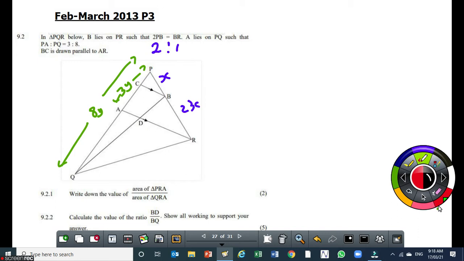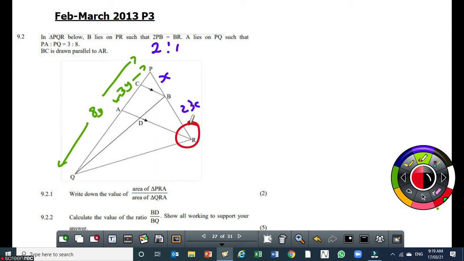They share a common vertex, and that vertex is this one. If they share a common vertex, what does that mean? It means their height is what? Is the same. If two triangles share a common vertex and their bases are on the same line, then their height will be the same. Please take note, we have got PRA and we have got QRA. Their bases are going to be PA and AQ. They are on the same line.